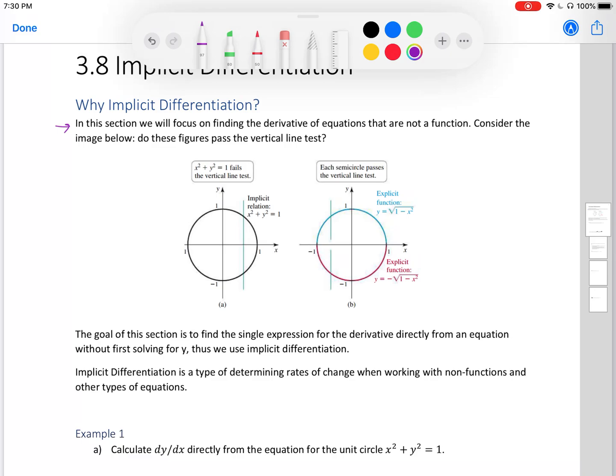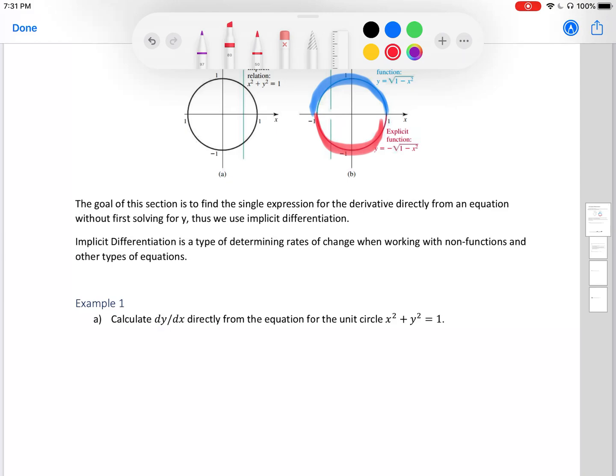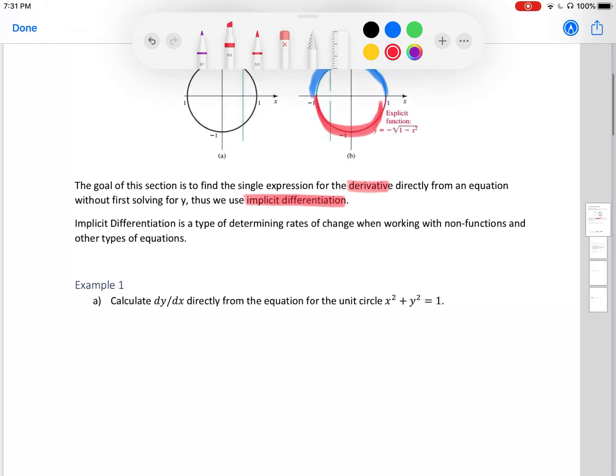And we see that if we wish to find the derivative, I need to find an argument for our top half and then for our bottom half in terms of x, so that I can take the derivative. Now, the goal of this section is to find a single expression for the derivative directly from the equation without solving for y first. Thus, we use implicit differentiation. Implicit differentiation is a type of determining rates of change and working with non-functions and other types of equations.